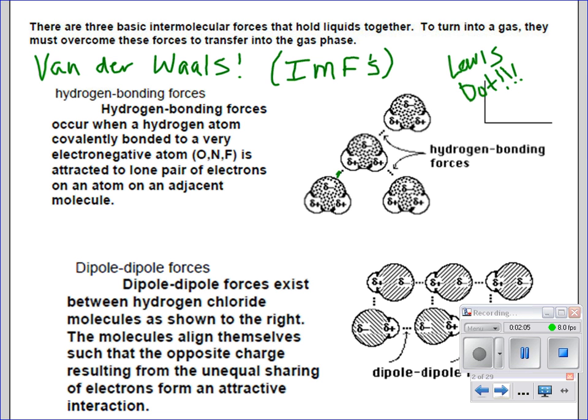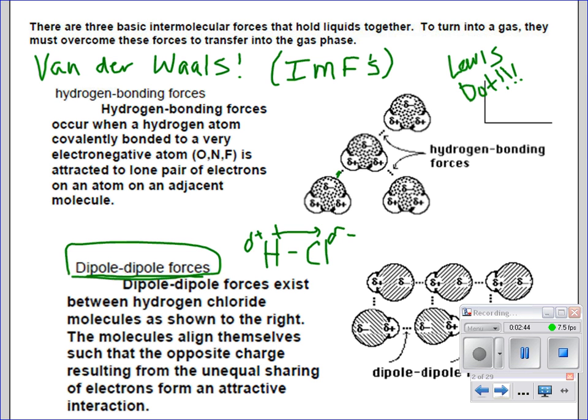Now, the force that exists between polar molecules is called dipole-dipole forces. And simply put, say this is hydrogen chloride gas, for instance. Let's just say we have HCl. Well, you guys have drawn dipole moments, right? So chlorine is more electronegative, so the arrow points toward the chlorine, partial negative, and hydrogen is partial positive.